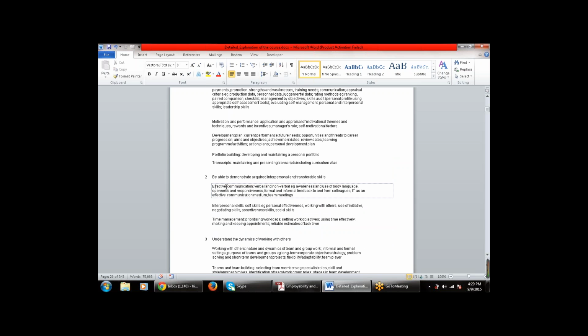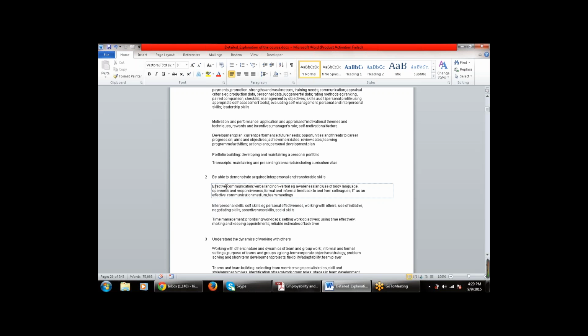That includes the verbal and the non-verbal, for example, awareness and the use of body language, openness, responsiveness, formal and informal feedback to and from colleagues, that is how to speak with colleagues in a formal way and an informal way, because whenever you are within the organization, you behave in the formal way, and whenever you are outside the organization, you behave in either the formal or informal way. That is how to get the feedback in an informal way and the formal way.